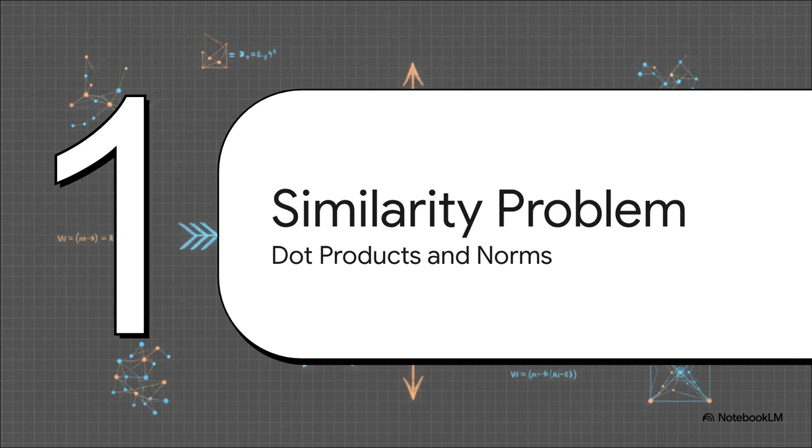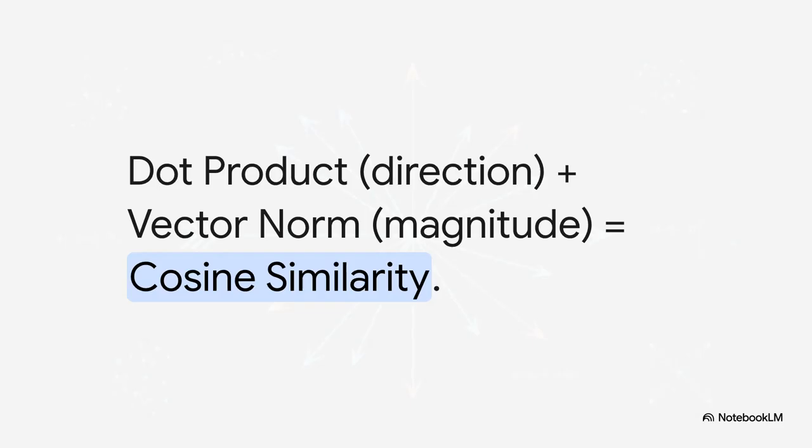Okay, Section 1, the AI similarity problem, combining dot products and norms. We've got two fundamental mathematical puzzle pieces that we really need to combine to solve our similarity problem. We absolutely need the dot product, which measures how much our vectors agree in direction, and we need vector norms, which measure their actual length. When we merge these two concepts together, bam, they form our master formula for similarity.